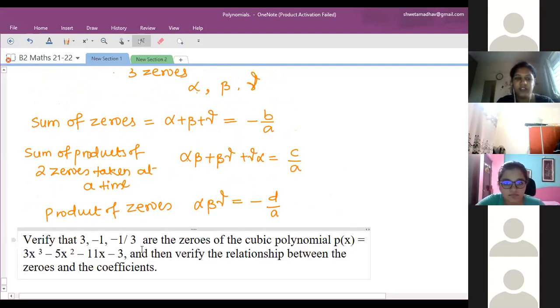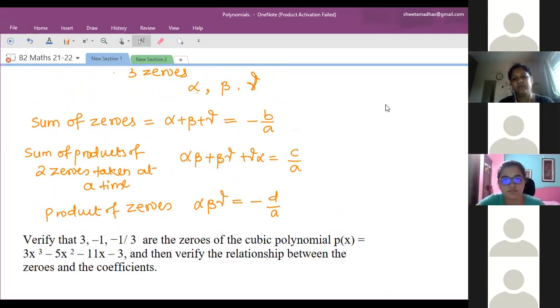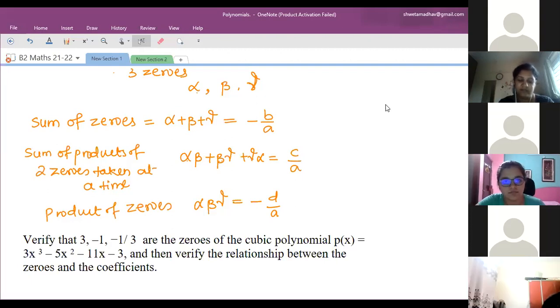So how do we show these three are the zeros of this polynomial? Ma'am, we can put the values instead of x in p of x, and if we get 0, then they are zeros. So you have to calculate P of 3, P of minus 1 and P of minus 1 by 3, and every time you should get the answer 0. If the answer is 0, that means the remainder is 0. So when the remainder is 0, these are the zeros of the polynomial, right? So this way you can verify.